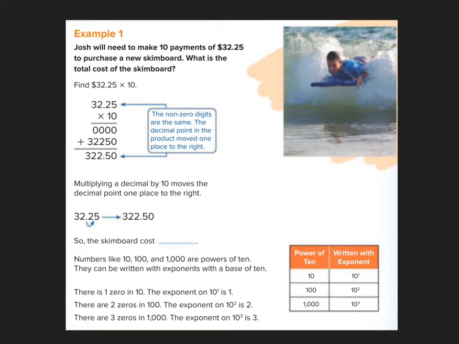Josh will need to make 10 payments of $32.25 to purchase a new skimboard. Here's somebody skimboarding. What is the total cost of the skimboard?